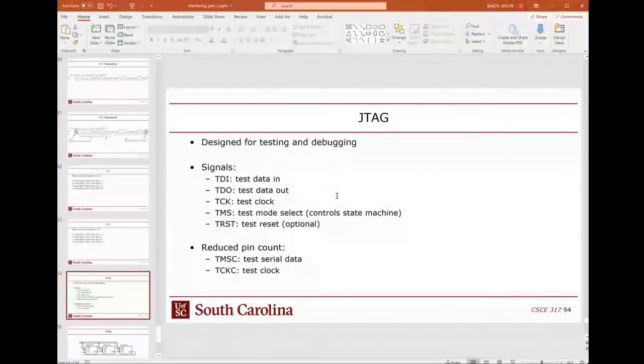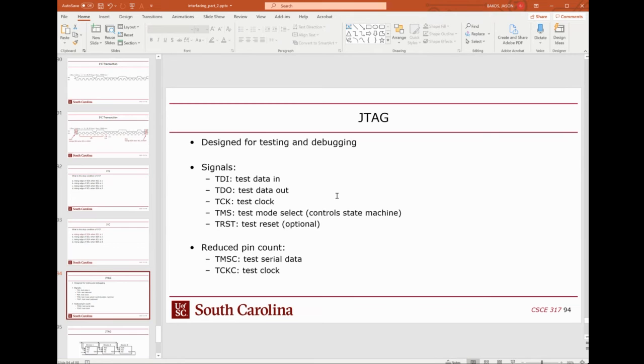All right. And then we talked about JTAG. JTAG is similar to SPI. It's a serial interface. It's used for designing, testing, and debugging. It's comprised of a test data in and test data out, which you could think of like MISO and MOSI. And then there's a clock, which is kind of like SCLK. And then there is a test mode select and a test reset.